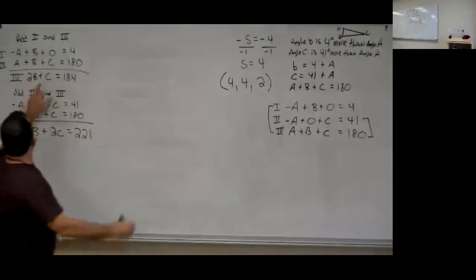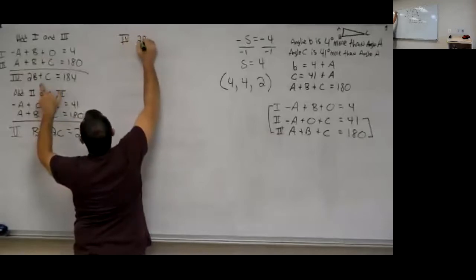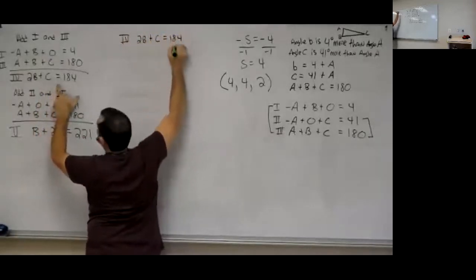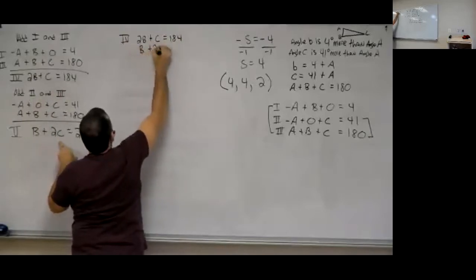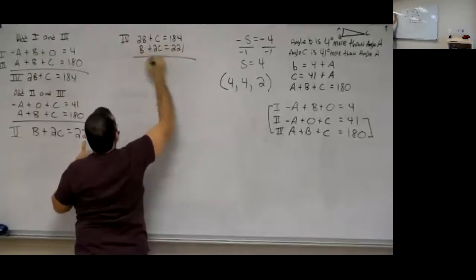So let's see what I got. Row 4: 2B plus C equals 184. Row 5 is B plus 2C equals 221.